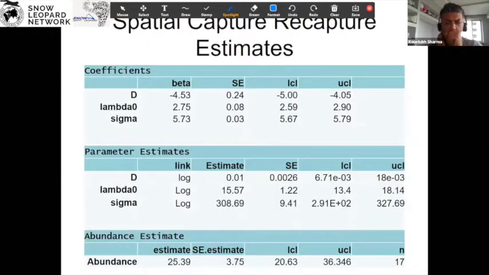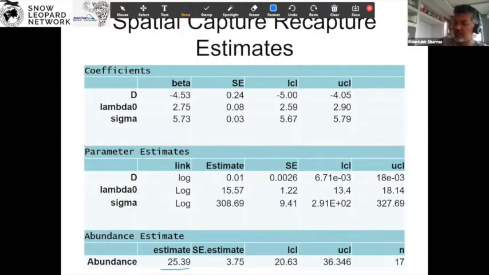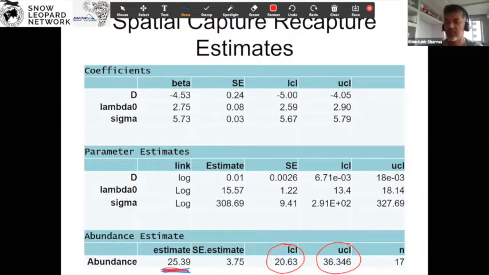Now, you might also recollect that we briefly discussed these figures just before the end of the last session, and I had left it here that the abundance has been estimated to be 25.39. Now, given that we know there are 26 animals, we estimate 25.4. I think it's fairly accurate and very close to the truth that we know. The lower confidence limit and upper confidence limit are well within range, obviously, as the estimated mean is also very close to the truth that we are aware of.